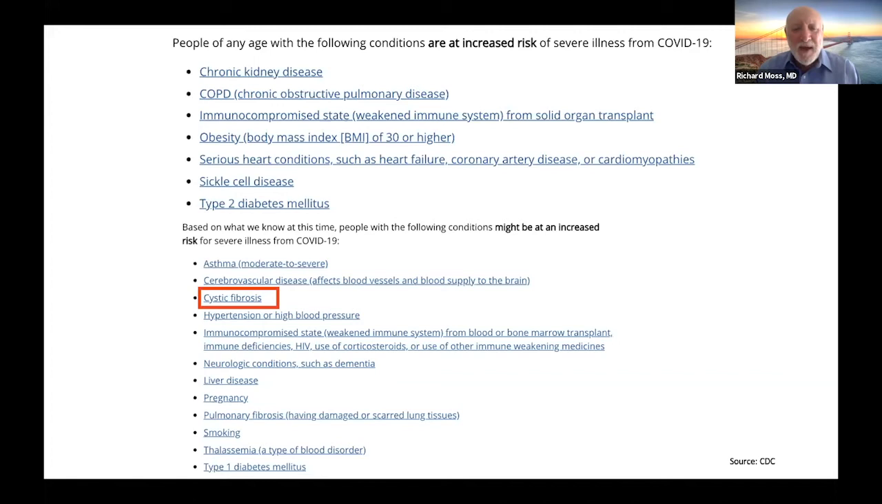But on the bottom half, you see these other potential diseases or disease states that might be at increased risk, and CF is specifically listed as one of them. Why isn't it listed as a definite? Well, we just don't have the data. We haven't had enough systematic studies of CF as a relatively rare disease in the world compared to things like COPD and asthma.